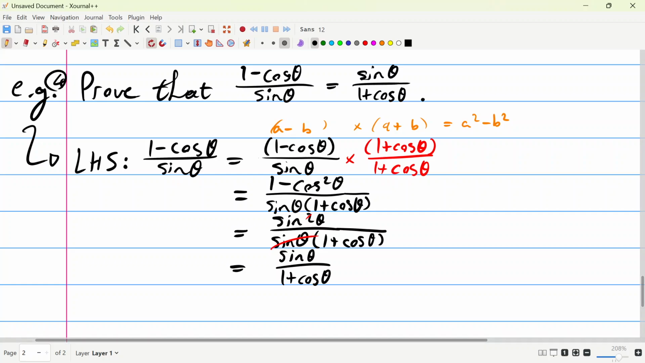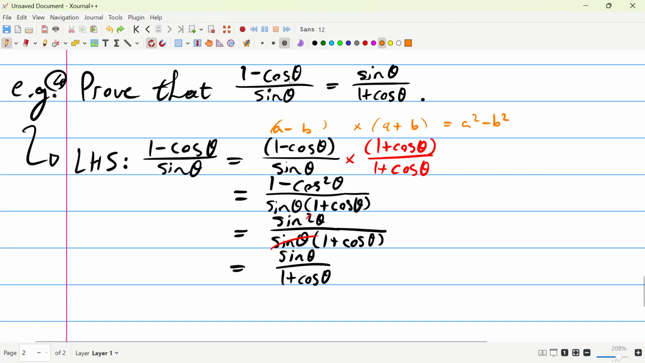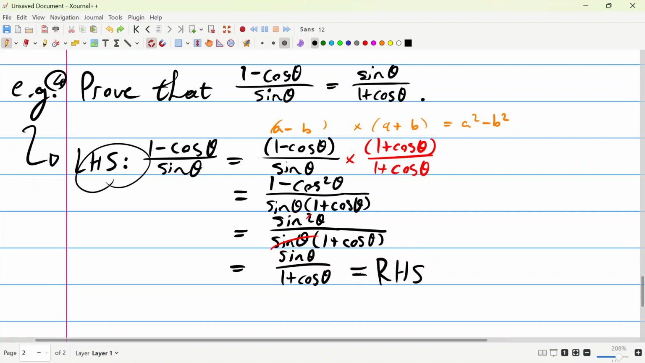And notice this is exactly the same as this: sine theta over 1 plus cos theta. So that is why you need to try and force your way to get your identities. If you can't actually find the identities, usually you need to manipulate it such that you could get the identities, if you understand what I'm saying here. So therefore this is going to be equal to the right hand side. Okay, so left hand side is indeed equal to the right hand side.